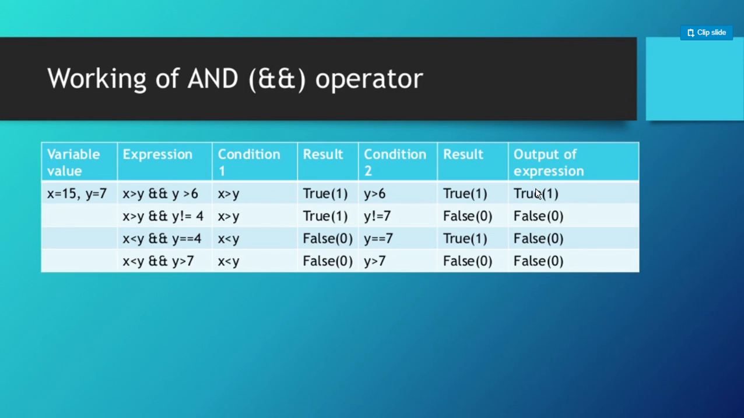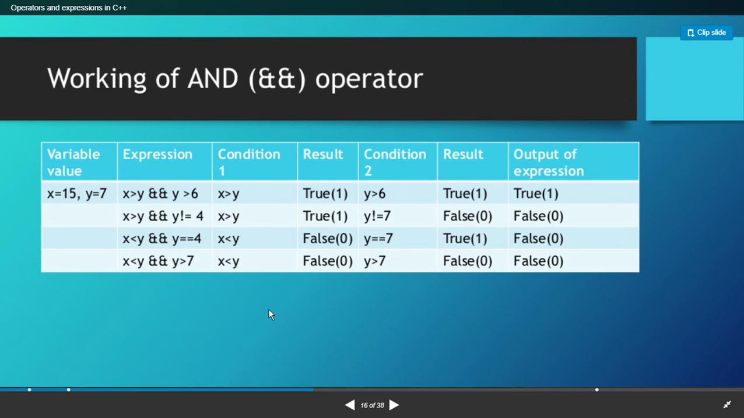For the AND, the logical AND operator also combines two expressions into one. The resulting expression has the value true only if both the original expressions are true. Only if both are true will the output expression be true. Otherwise the expression will be false.